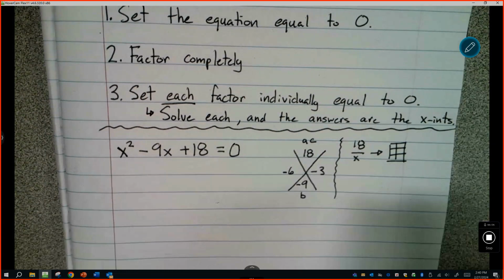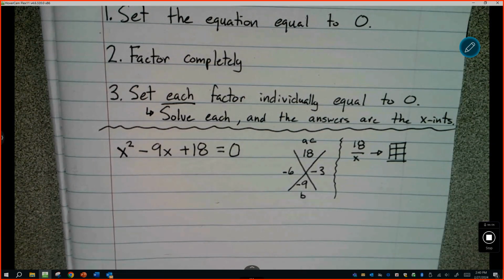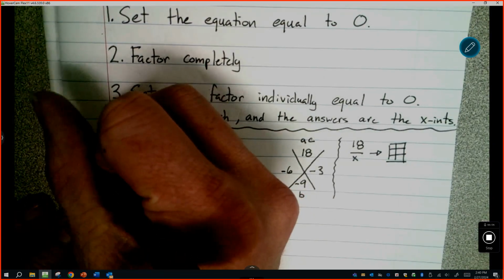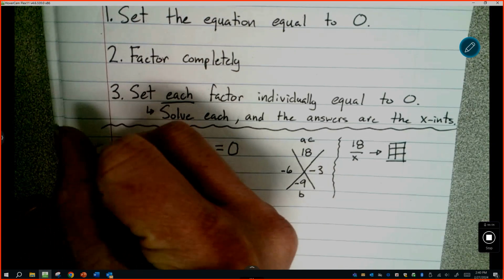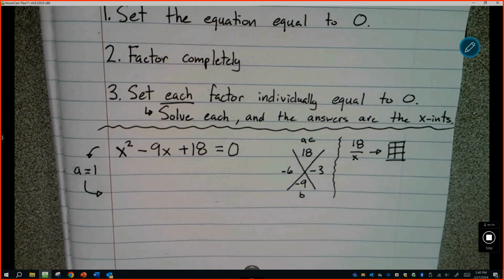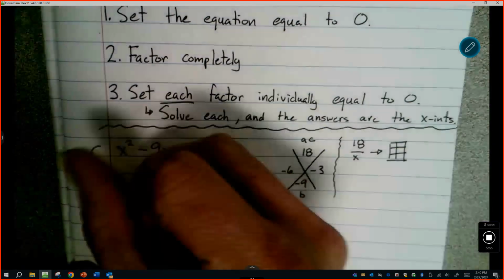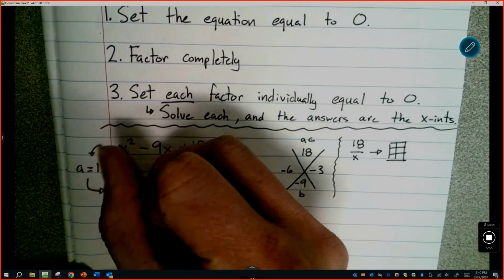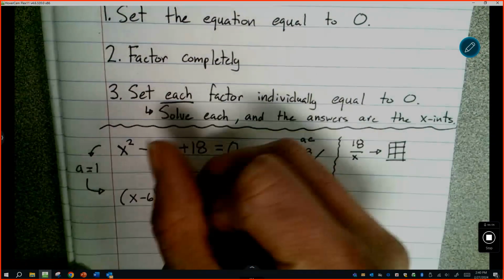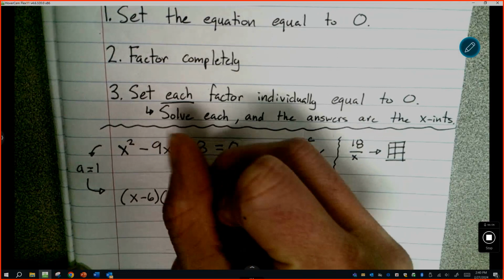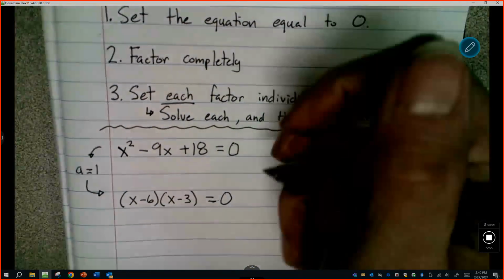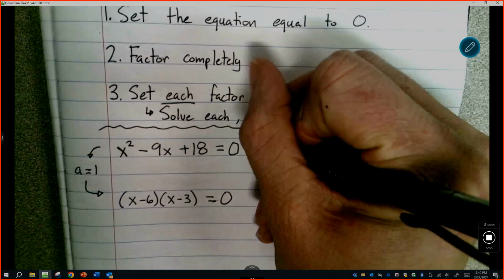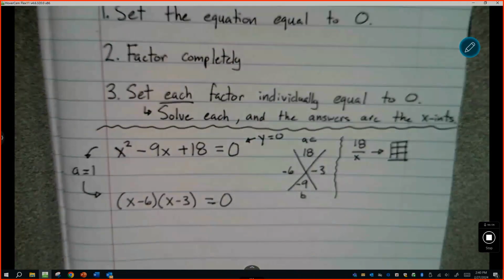Now that I have these two numbers, can I go straight to my answer, or do I need to do the box? We can go straight to my answer. Why can I go straight to my answer? Because a is equal to 1. When the number in front of x squared is equal to 1, you can go straight to your answer. So my answer is going to be x minus 6, and it's going to be x minus 3. And this is still all equal to 0, because we're trying to find the x-intercept, because that's where y equals 0. All right.